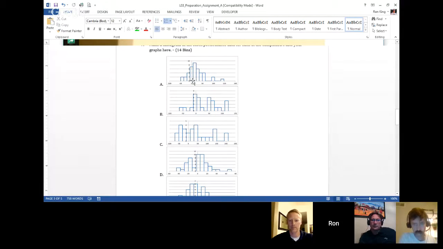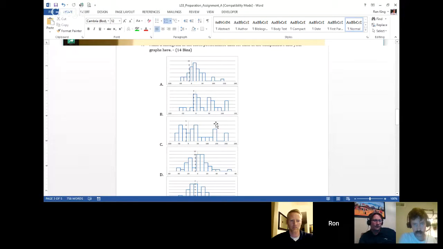Okay, so this one right here shows right skewed because it goes down to the right, with a longer tail. I think this one would also be considered right skewed. This also, it looks like all of them are right skewed, with the exception of D. D's probably more in the middle.